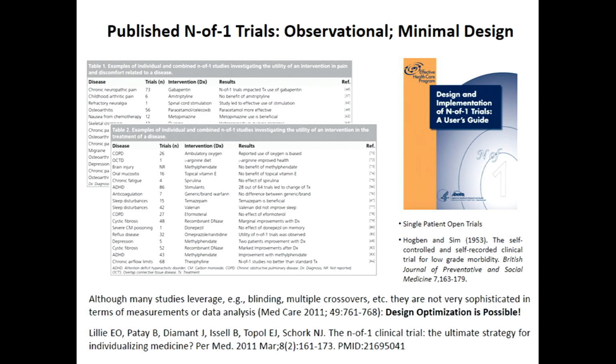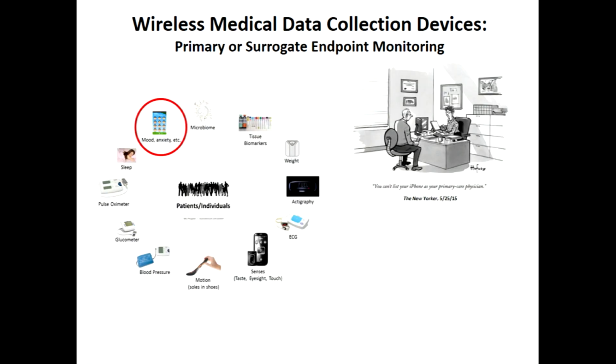Actually, this idea is not entirely new. Hogben and Sim in 1953 proposed this, so I encourage you to go look at this kind of precedent-setting article that they had put out. You could leverage all sorts of emerging wireless devices to look at clinically meaningful parameters on patients subjected to an N of 1 trial.